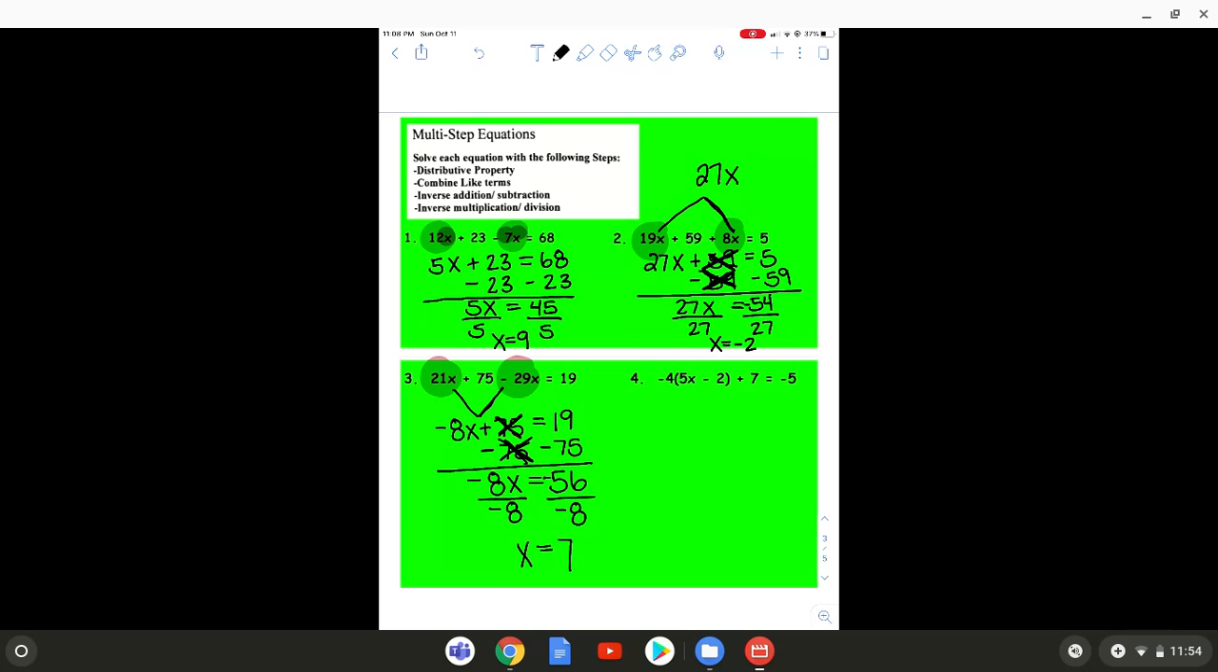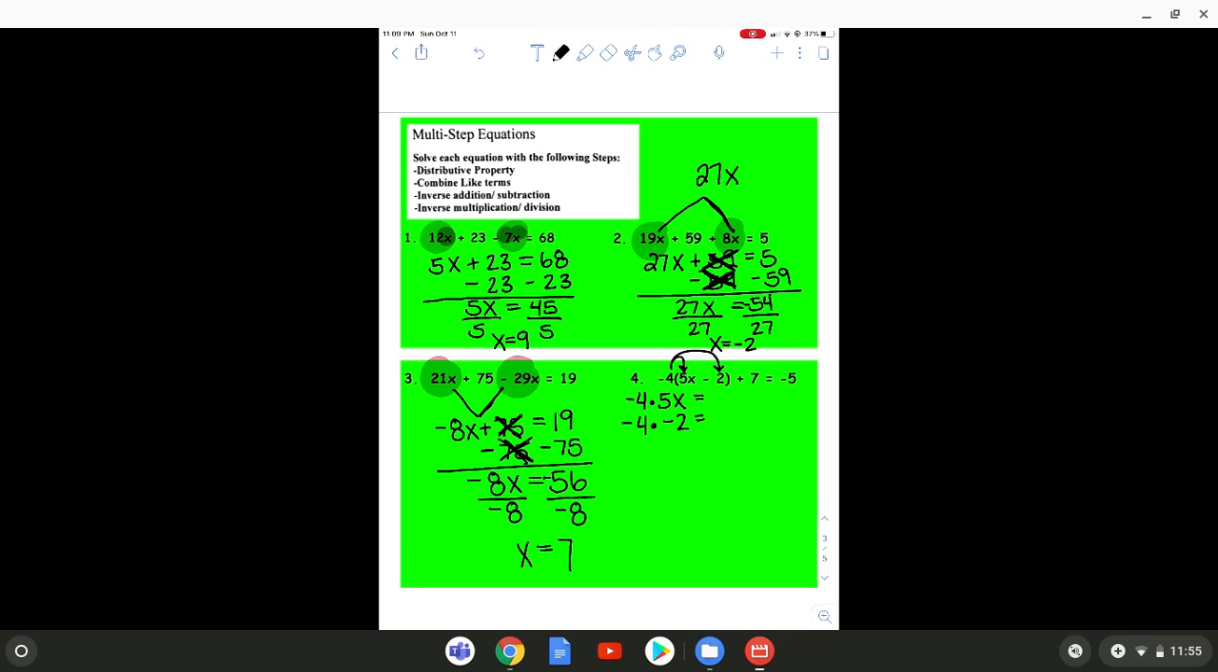So number 4 is a little different. If you look, I have parentheses. So I'm going to go ahead and use the distributive property as my first step. So that means I'm going to take that negative 4 and I'm going to multiply everything in the parentheses by that negative 4. So I'm going to do negative 4 times 5x. And then I'm going to do negative 4 times a negative 2. Because remember, we have to multiply both pieces inside those parentheses.